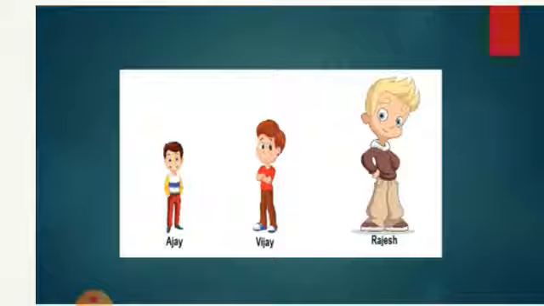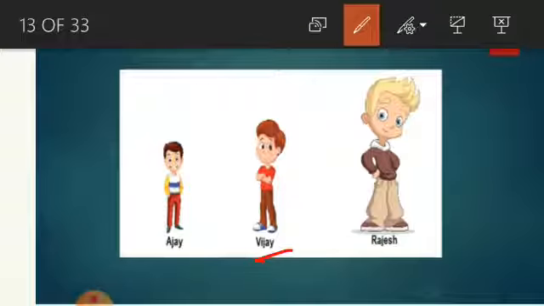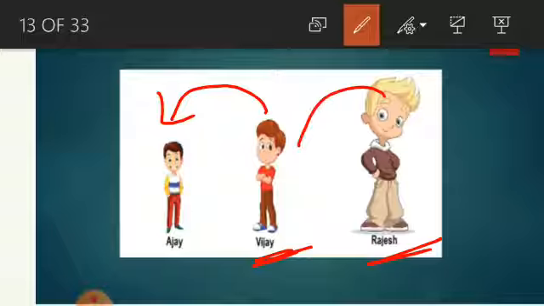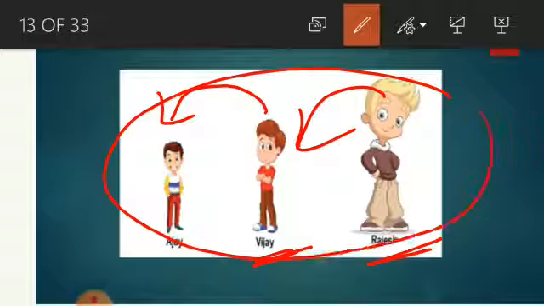Rajesh is the tallest of them all, right? We can say Vijay is taller than Ajay, or we can say Rajesh is taller than Vijay. But if we talk about all three together, we would say Rajesh is the tallest of them all.